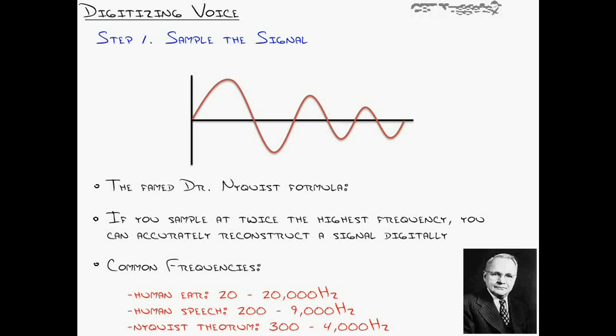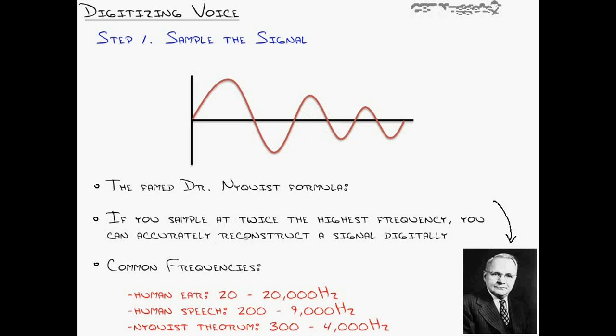To get into this, we need to understand a famous historical figure, and that is Dr. Harry Nyquist. This is a picture of Dr. Harry down here, and he is quite the famed person in the telephony industry because he found a way to take an analog signal and send it digitally, accurately, and reconstruct it at the other end. Here is his theorem, or his formula. He says, if you can sample at twice the highest frequency, you can accurately reconstruct a signal digitally.